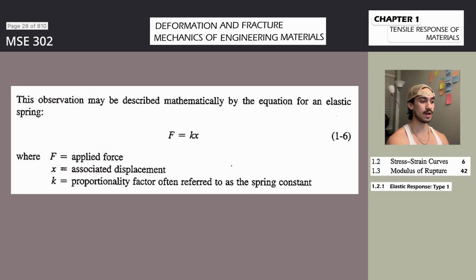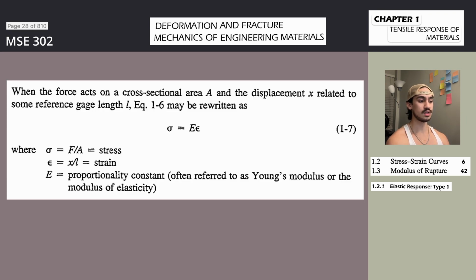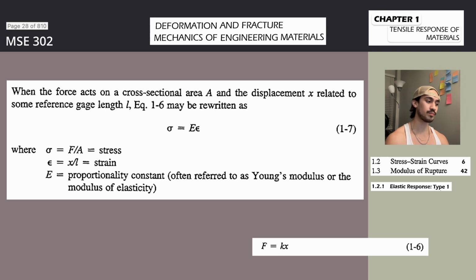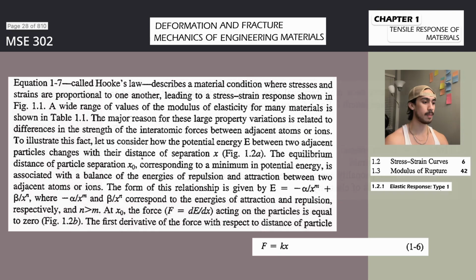This observation may be described mathematically by the equation for an elastic spring, equation 1-6, where F is equal to applied force, X is equal to associated displacement, K is equal to proportionality factor, often referred to as the spring constant. When the force acts on a cross-sectional area A, and the displacement X related to some reference gauge length L, equation 1-6 may be written as equation 1-7, where sigma is equal to stress, epsilon is equal to strain, E is equal to proportionality constant, often referred to as Young's modulus or the modulus of elasticity.